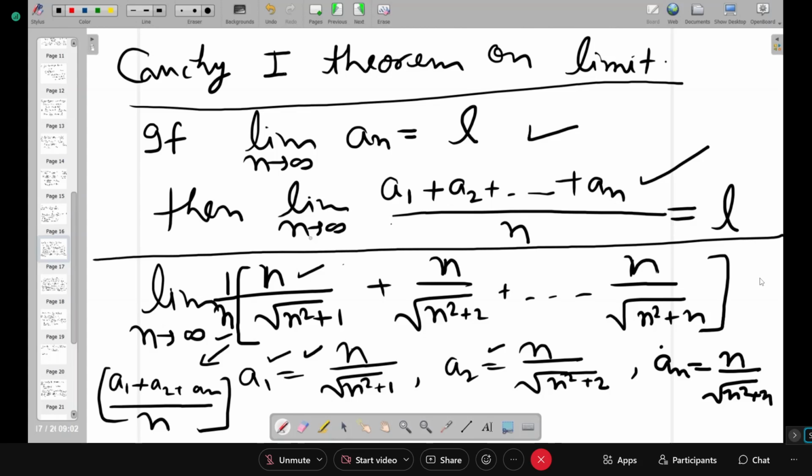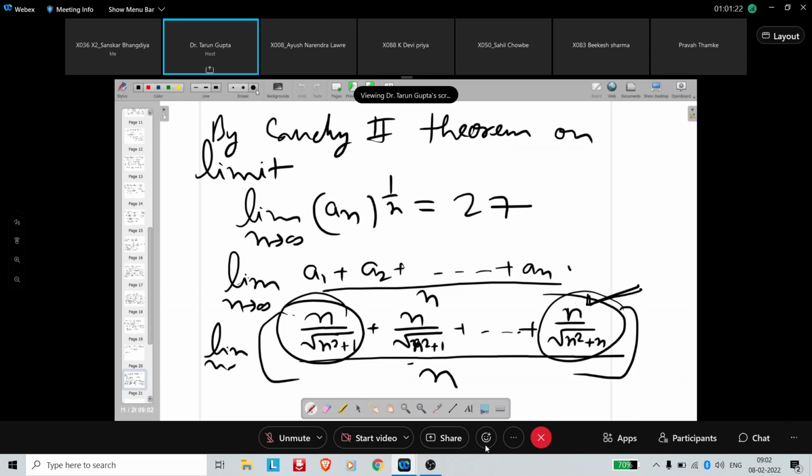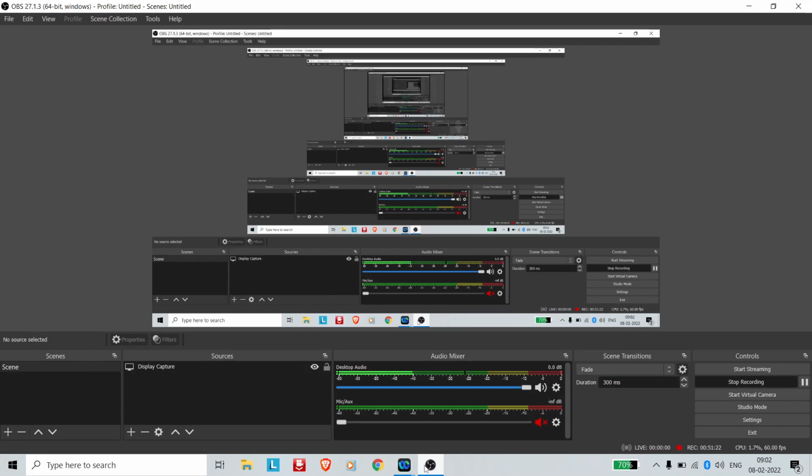So this is all about today. Next, if the recurrence relation form is given, how to prove convergence, we will see in the next class. Okay, thank you, sir.